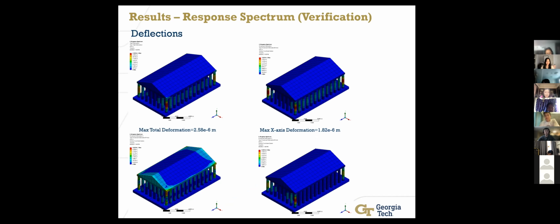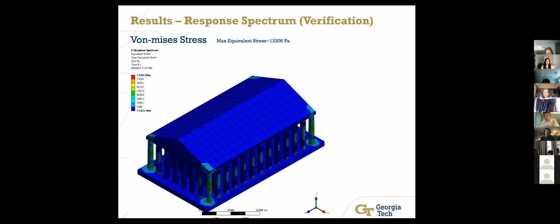And here's just the refined version of the response spectrum. And the results are not identical again, but they're nearly the same, especially since these numbers are very small, like to the power of 7 and to the power of -6. And here's a verification of the von Mises stress. According to the refined meshing, the maximum equivalent stress is 13306 Pascal, which is very close to our previous answer.